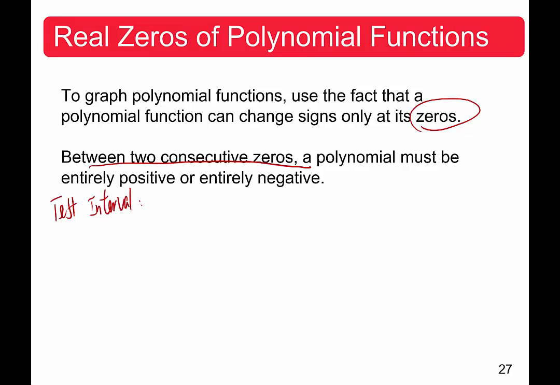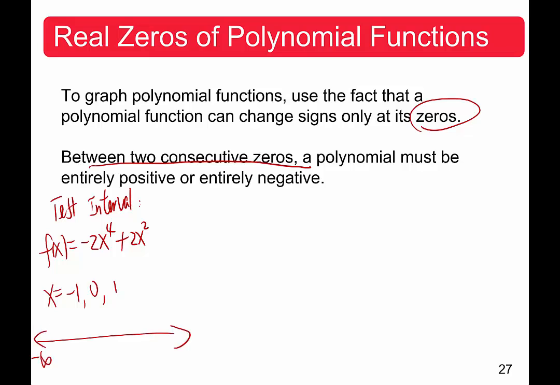So for example 3, we have f(x) equal to -2x to the 4th. We did it already earlier. We have 3 zeros, x equal to -1, 0, and 1. And we know that the domain for this function is all real numbers, from -infinity to infinity. Now those 3 numbers will cut the domain into 4 intervals: interval number 1, interval number 2, interval number 3, interval number 4.